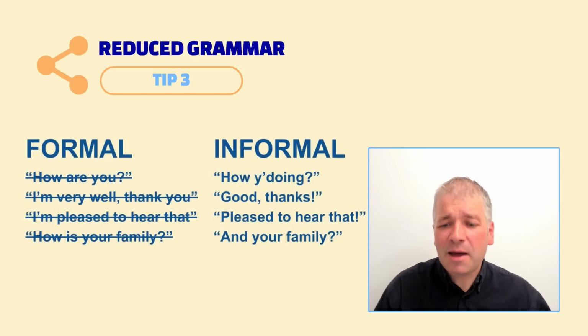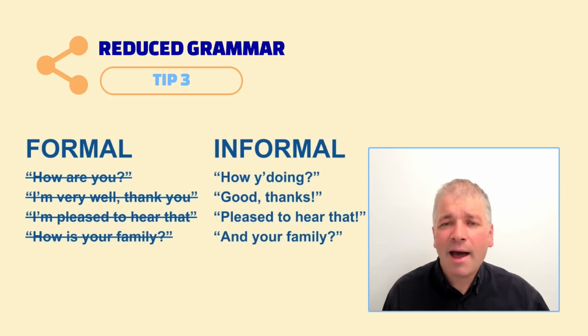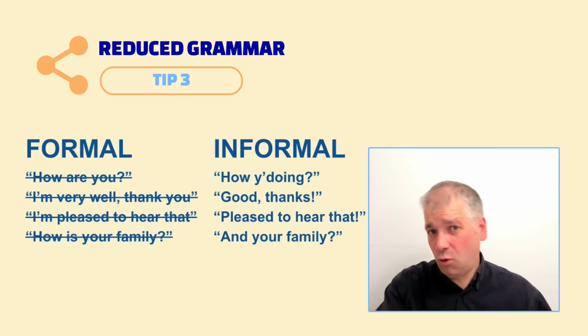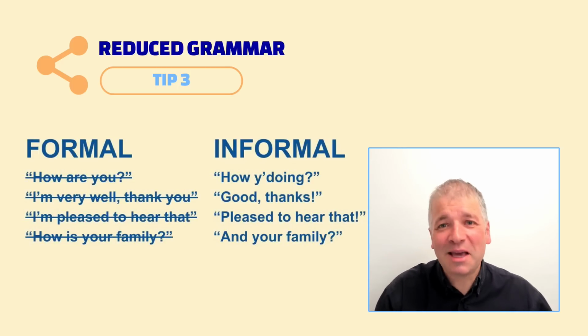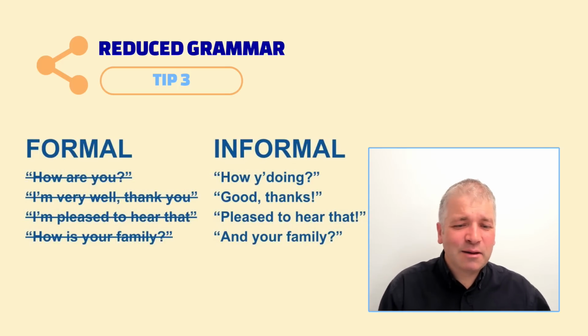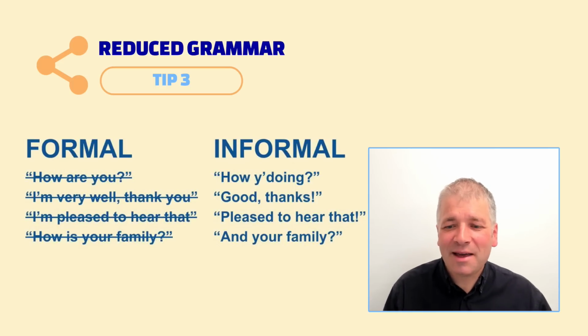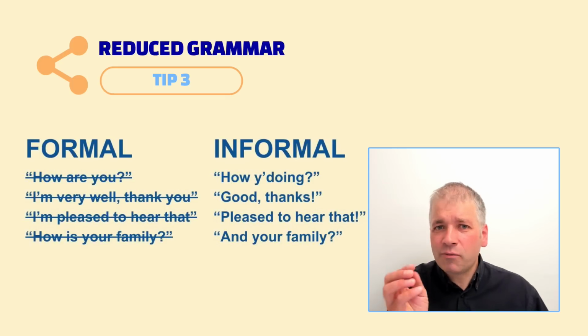I'm pleased to hear that is similar. It becomes pleased to hear that. We leave out the subject, I, and we leave out the verb am. This is because the listener already knows who I am. All they need to hear is the information. Pleased to hear that. And instead of saying, how is your family for the question, we'll say, and your family? And the and here really is the replacement for the question word.